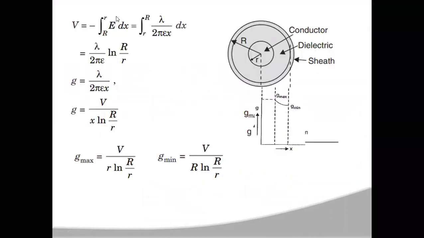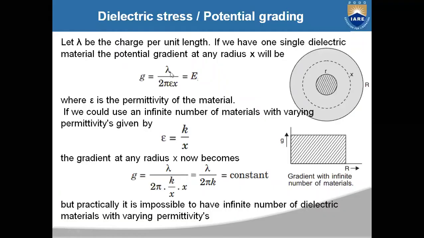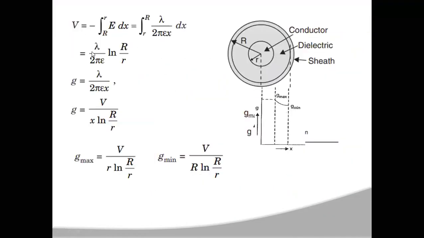All right. So we will also develop the voltage equation. V is equal to integral of E dx, where E is the electric field intensity or potential gradient. If you substitute E is equal to lambda by 2 pi epsilon x, you will get V is equal to lambda by 2 pi epsilon log capital R by small r. Here capital R is the sheath diameter and small r is the conductor diameter. Okay. So from this, what is this lambda by 2 pi epsilon?